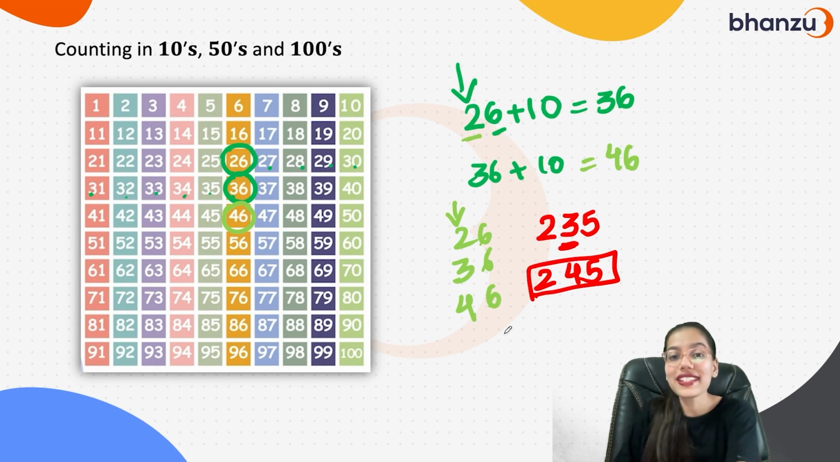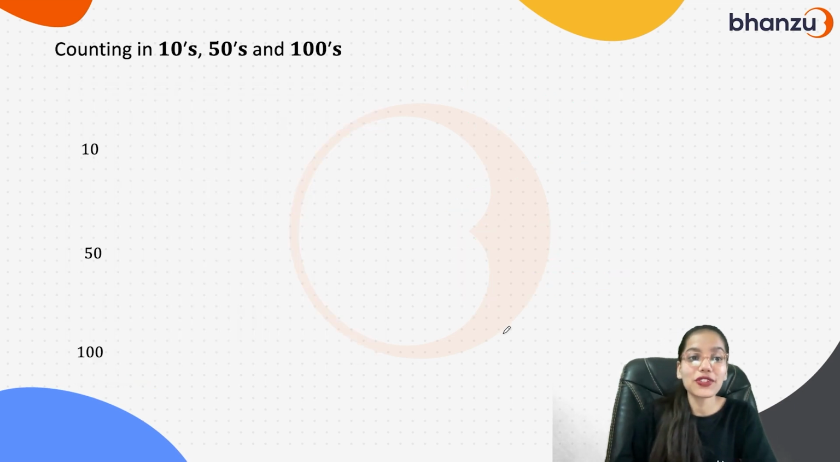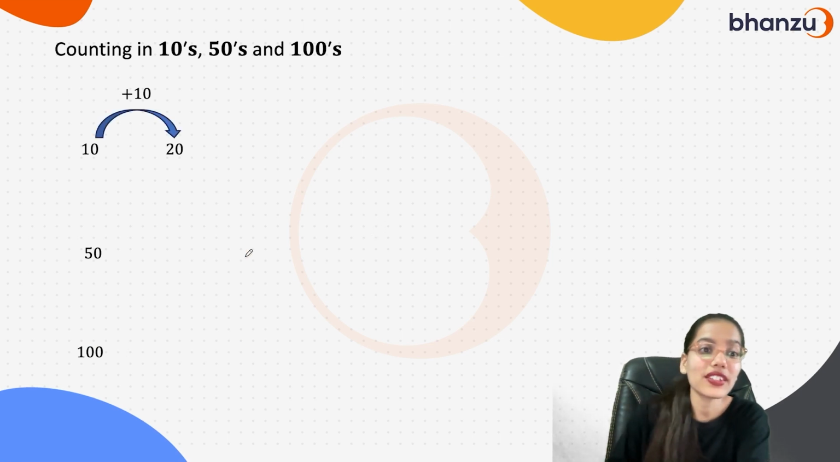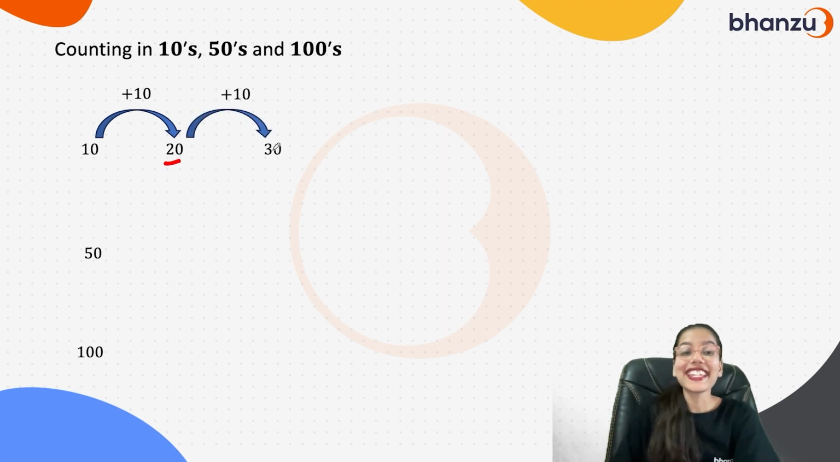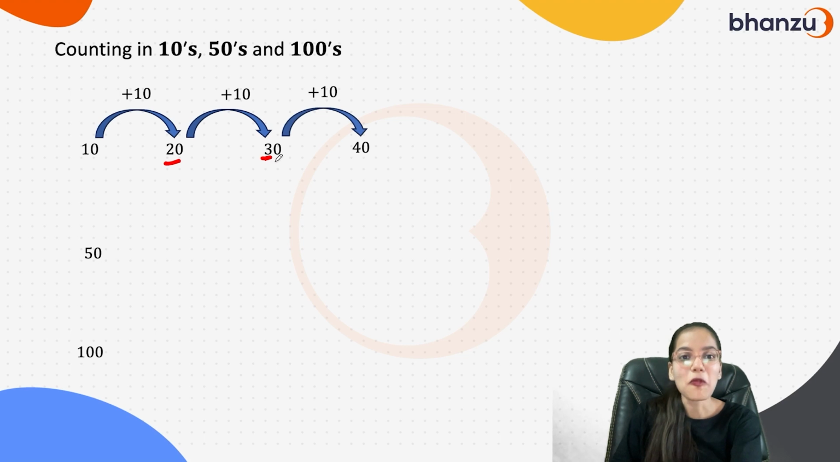Let me show you another example. So here on my screen, if you can see, there are three numbers, 10, 50 and 100. First, let us count in tens. So here, 10 plus 10 is 20. 20 plus 10 is 30. 30 plus 10 is? Correct, 40, because the tens place value will increase by 1, correct? It's 40. 40 plus 10 is 50. What could be 50 plus 10? Correct, that should be 60, right?